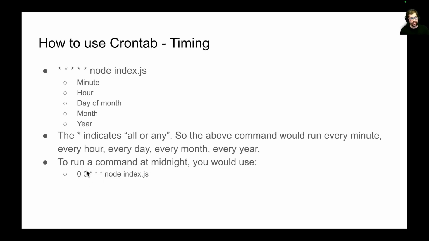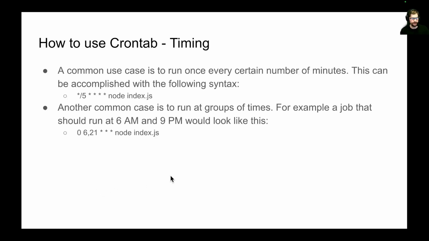There's a lot of power here and a lot of complexity you can add into this. We don't generally use a lot of it, but let's look at some of the common cases. So here, running once every certain number of minutes. Following syntax, star/5. This basically says every minute that's divisible by 5. You could also say star/10 and it would be every 10 minutes.